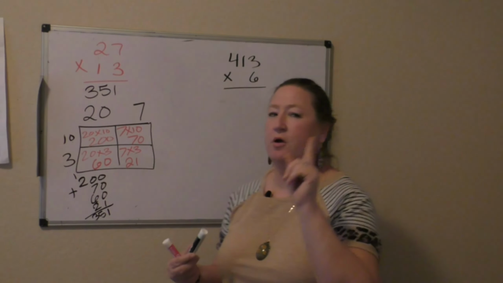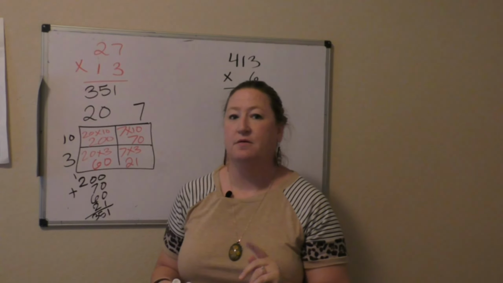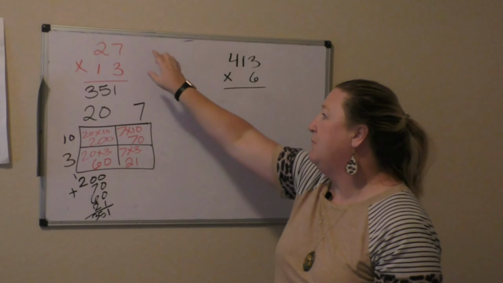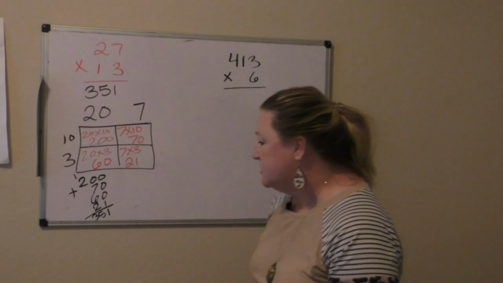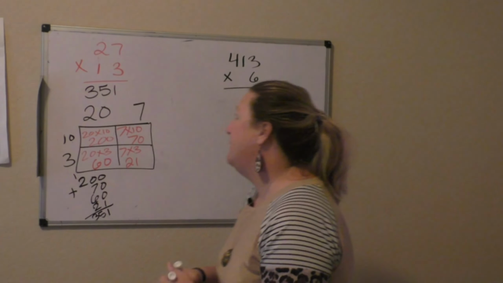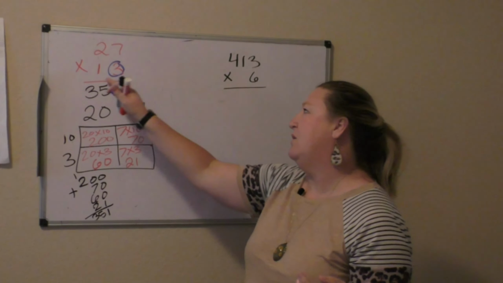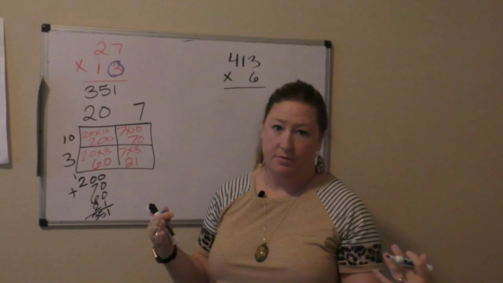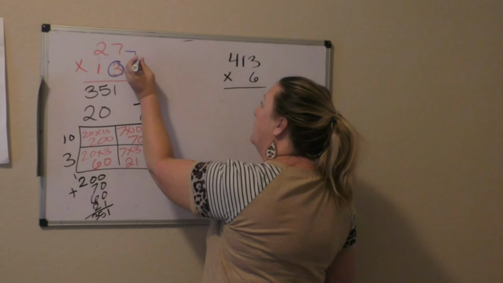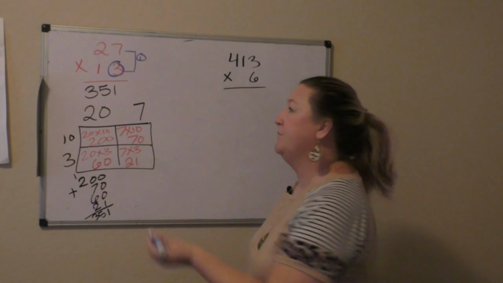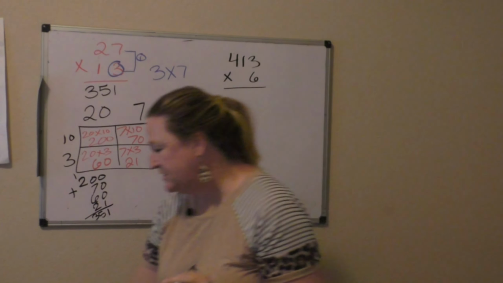Now this is where partial products and my area model go hand in hand and work together. Because now I'm going to solve the same problem, but I'm going to solve it with partial products. So what I'm going to do is I'm going to take my 3. I always start with the ones place on the bottom number. My first step is my 3 times 7. So 3 times 7 is my first step.